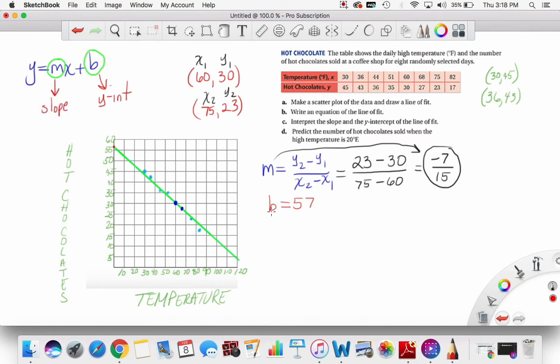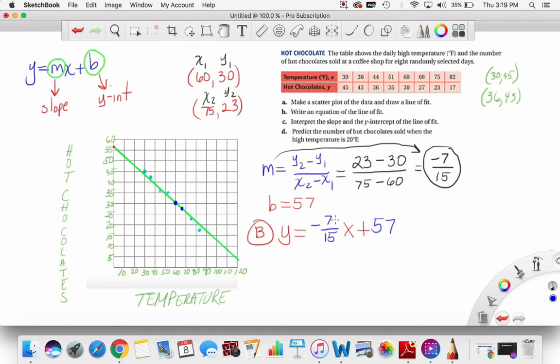All right, now, this is part B. I can rewrite this equation, y equals mx plus b, but I'm going to change my m to negative 7 over 15, and then x plus my b, I'm going to change that to 57. Okay, so here's our equation for part B when it says write an equation of the line of fit. y equals negative 7 over 15x plus 57.